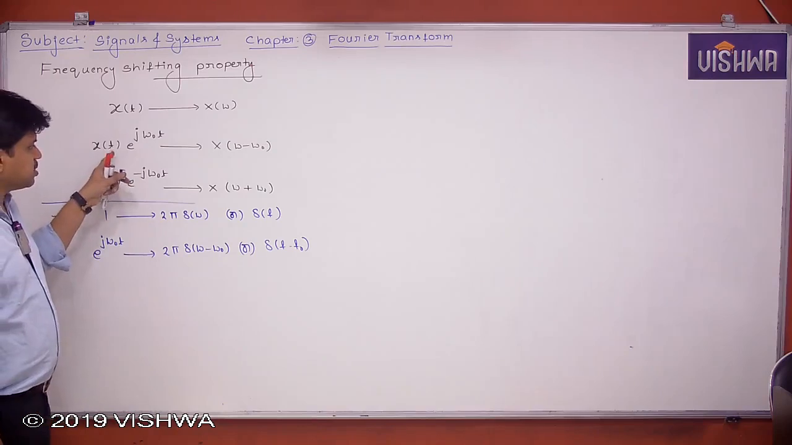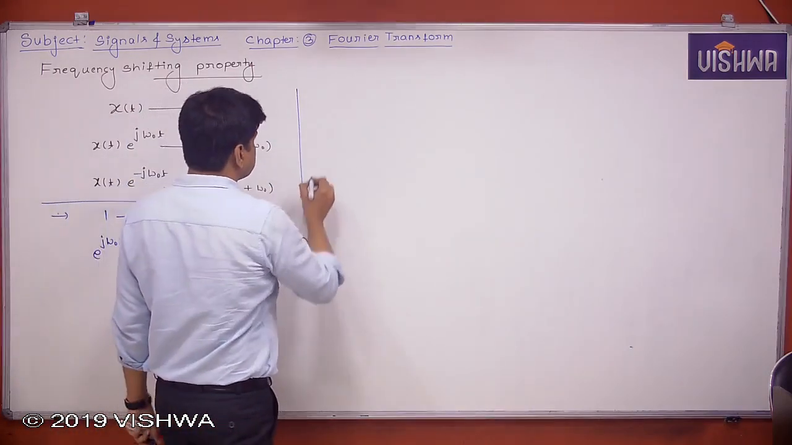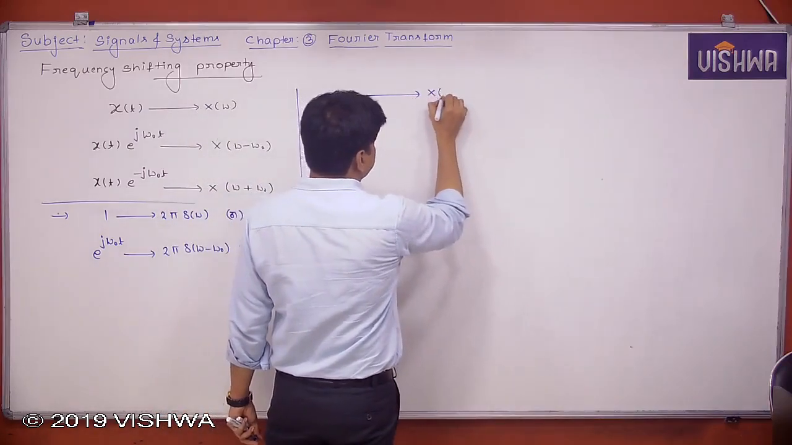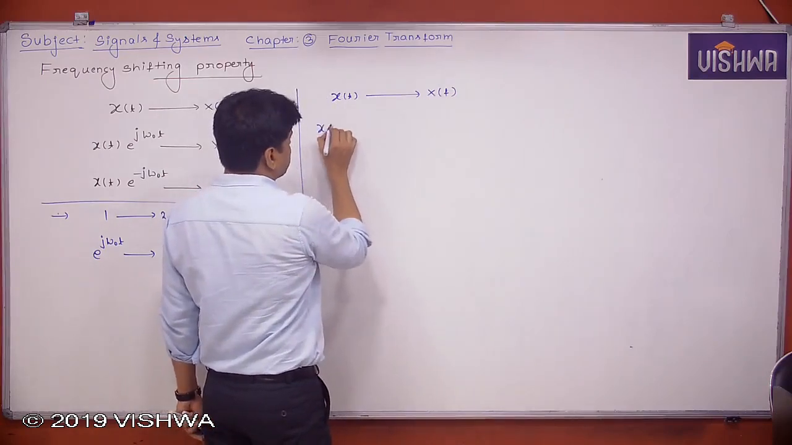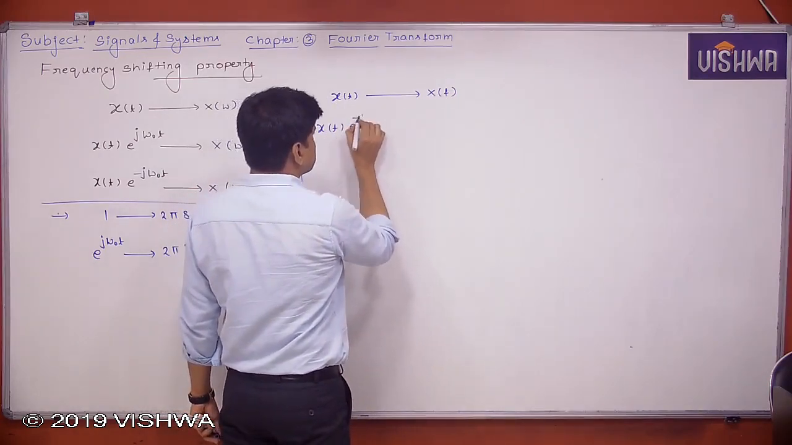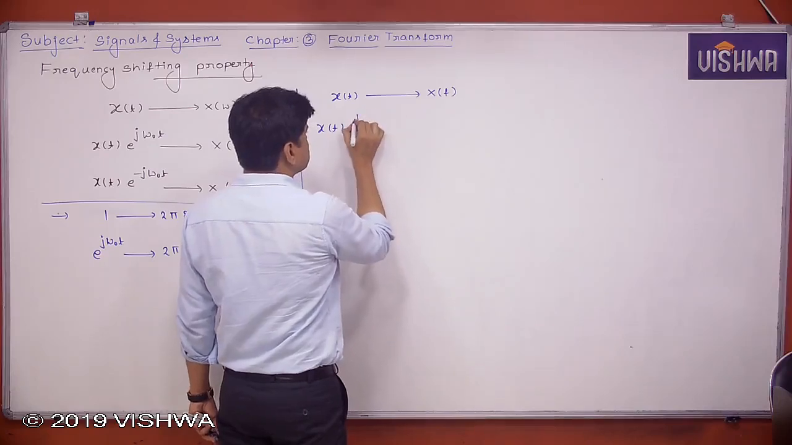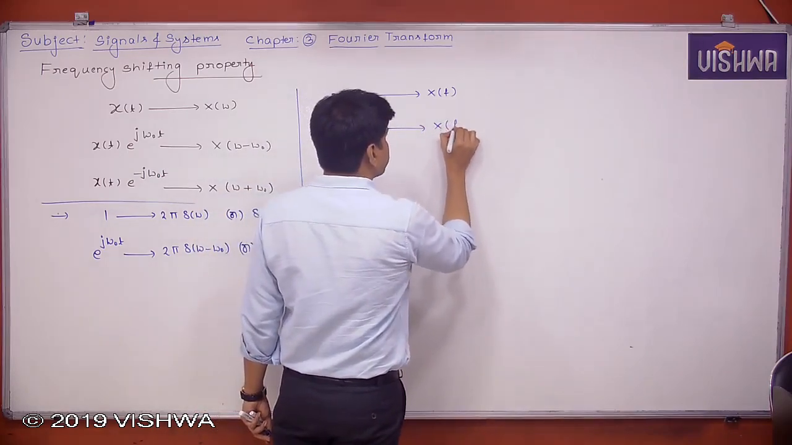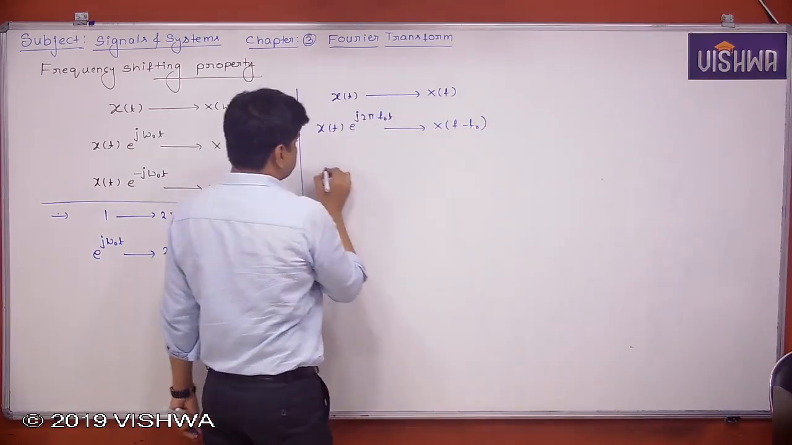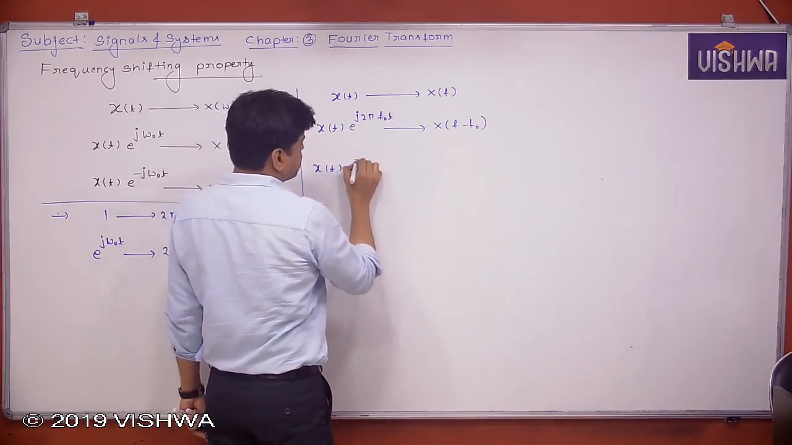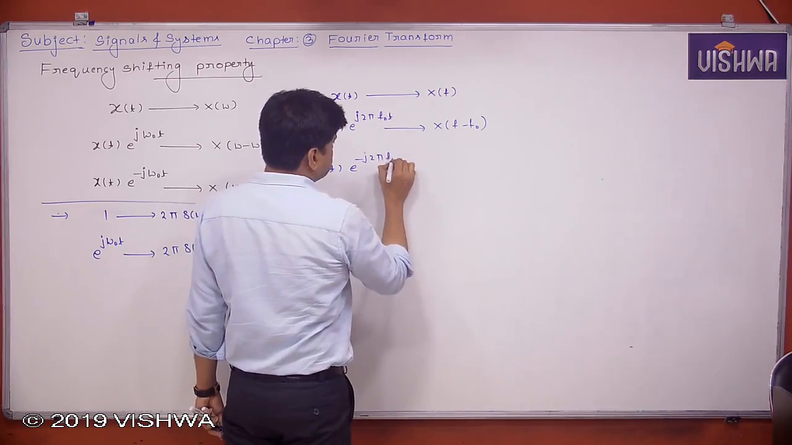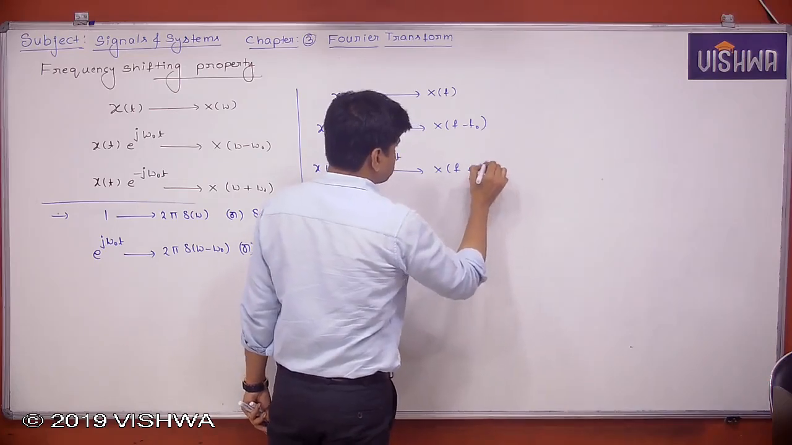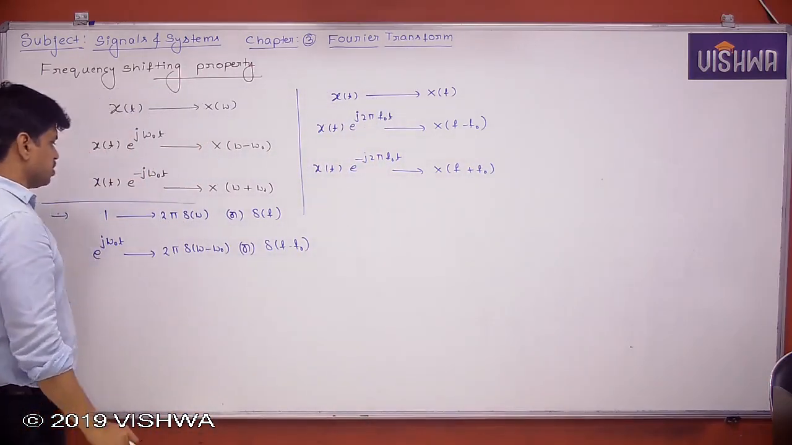So these cases can be written like this also. Suppose x of t has x of f, then x of t multiplied with e power plus j 2 pi f naught t, we are going to get x of f minus f naught. In a similar way, if x of t is multiplied with e power minus j 2 pi f naught t, then this is x of f plus f naught. So that's what I am telling you.